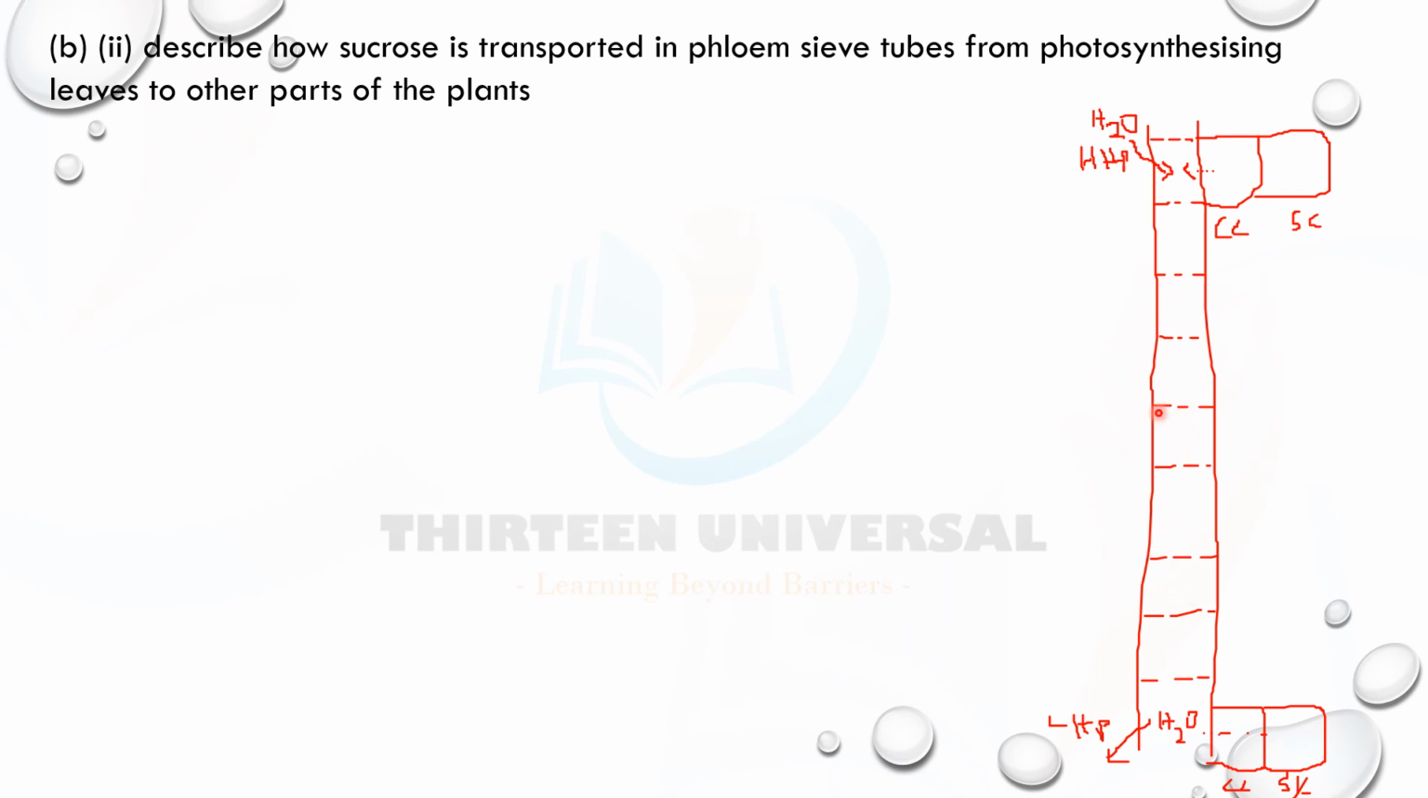So you have to describe how high hydrostatic pressure is created here, how low pressure is created here, and then by mass flow sucrose moves down. All right, so that's how it happens. Let's look at the answer.